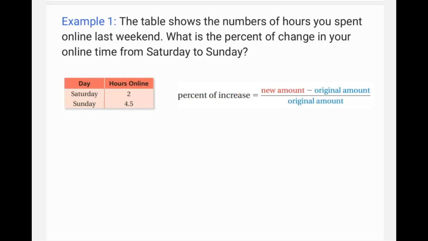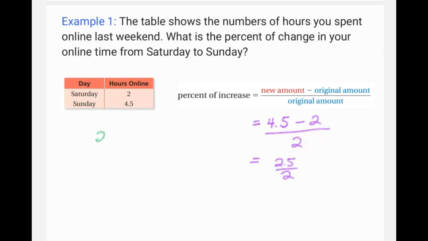For the percent of increase, we're taking the new amount, which is the Sunday amount, 4.5, minus the original amount, which is the Saturday amount, 2, divided by the original amount, which is 2. So if we simplify that, 4.5 minus 2 should give us 2.5 all over 2. And now we have this fraction which we need to divide out. So let's go ahead and divide it.